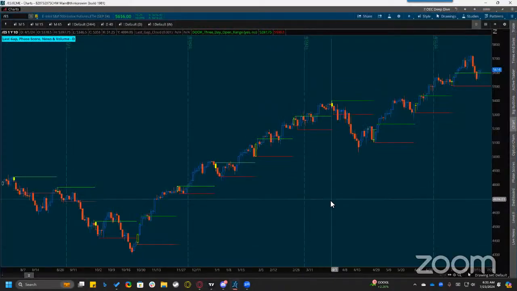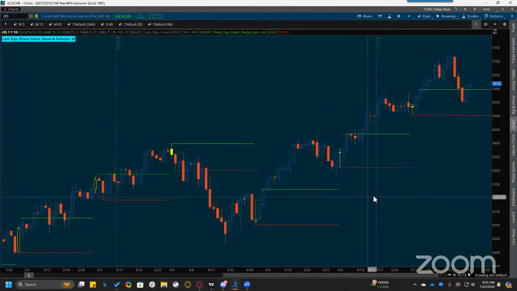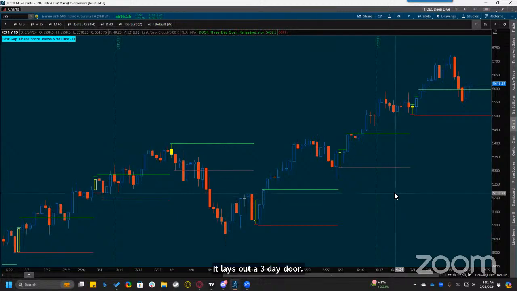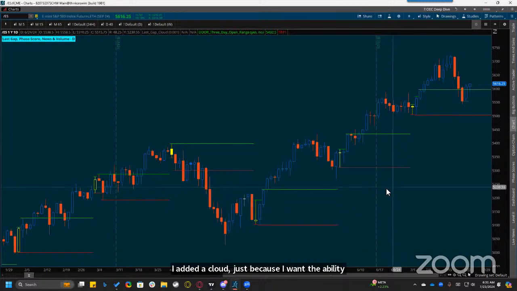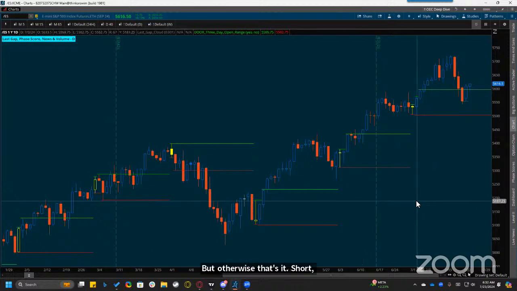Just to kind of finish the conversation, this is the script that it wrote for Thinkorswim. It turns the new candle into the new month, that candle yellow, and then it lays out a 3-day door. I added a cloud just because I want the ability to turn a cloud on and off. But otherwise, that's it. Short, simple, sweet, and it looks clean. Not a lot of mess to it.